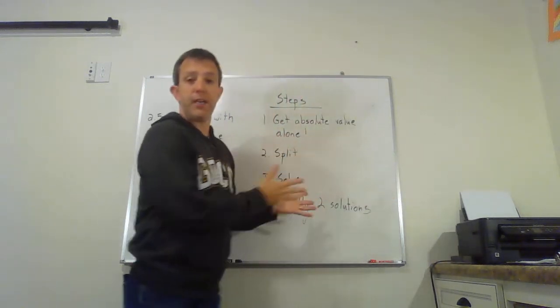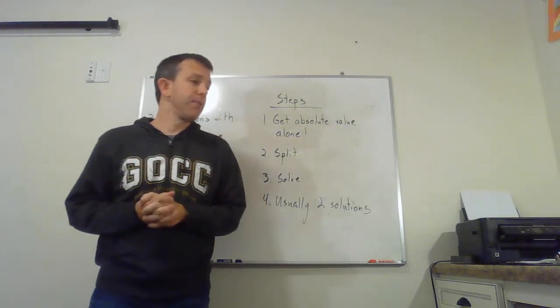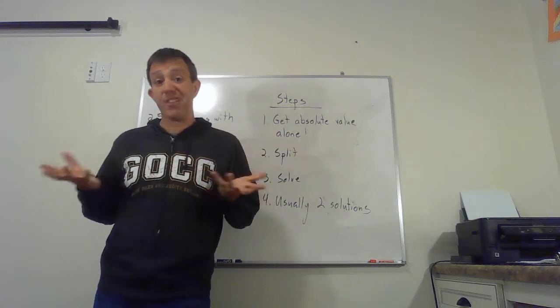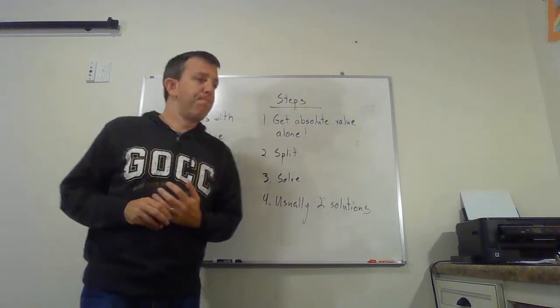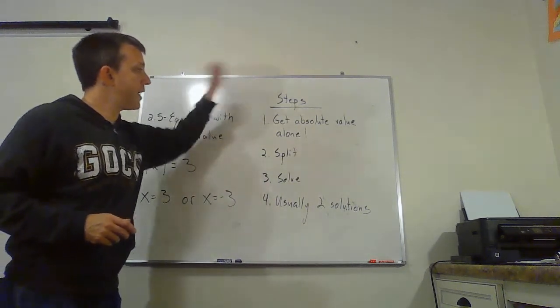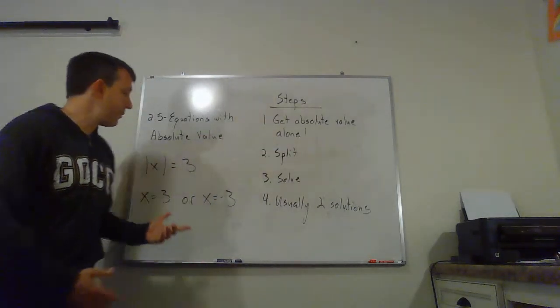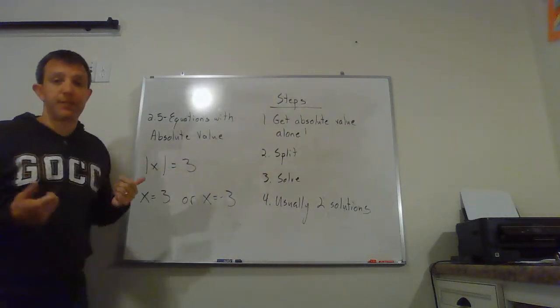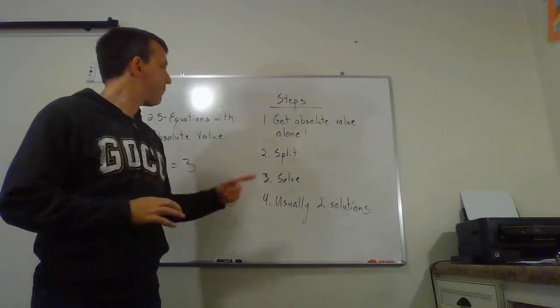Now over here I have some steps for you to go through, and then we'll look at some examples, and we'll even see some that just don't have any solution at all. And we'll see what that looks like when we get there. All right, so steps. Step 1, get the absolute value by itself. In this case, I already had the absolute value by itself. We'll look at an example where that's not the case in just a couple minutes.